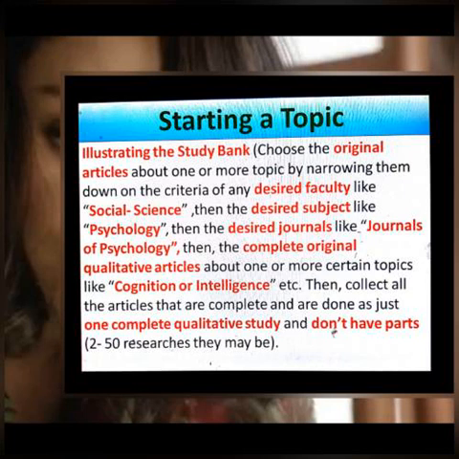Then collect all the articles, or download all the articles that are completed and are done as just one complete qualitative study, and those that don't have parts more than 5. So these kind of 2 to 50 researches you should download. The 2 to 50 are the numbers of the articles which you should download about one or certain topics. So moving to the next slide.